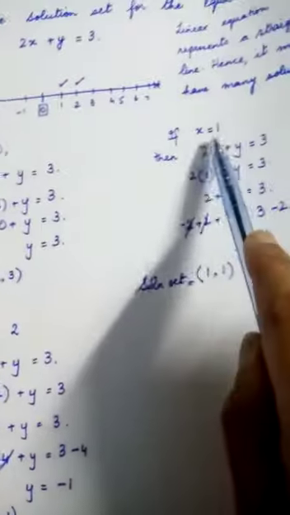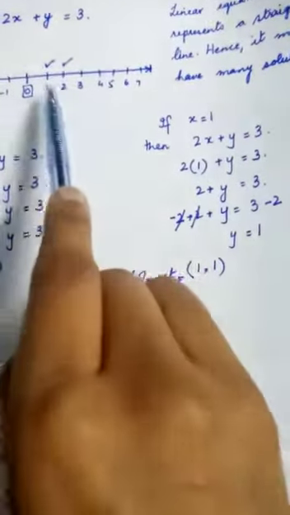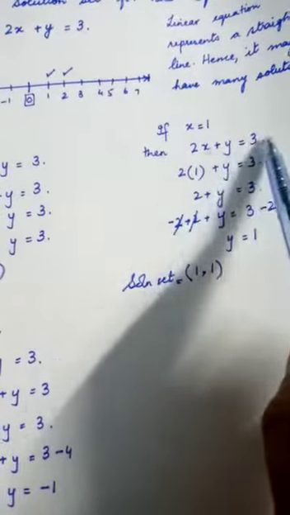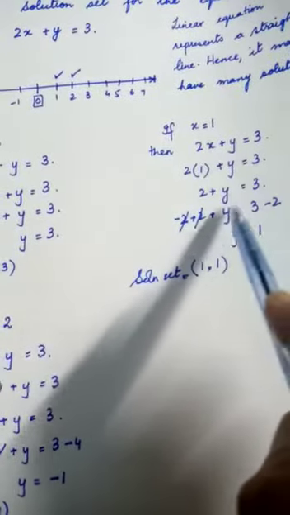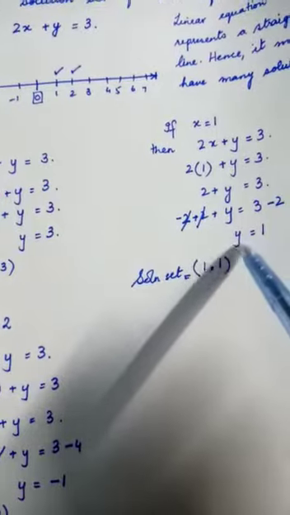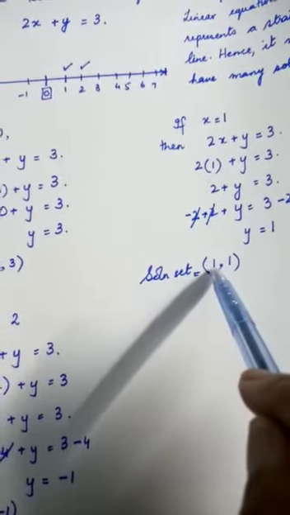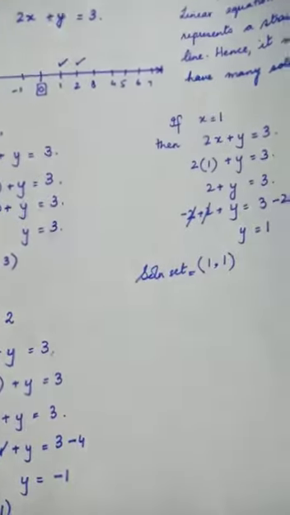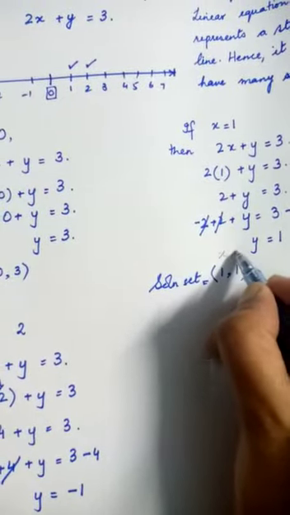Then if x is equal to 1, here I have selected 1, then 2x plus y is equal to 3. When you multiply 2 with 1, you will get 2 plus y is equal to 3. So y is equal to 3 minus 2, the value of variable y is equal to 1. So solution set comes out to be 1, 1. Here it is very important, children, that you should write the value of variable x first and then y.